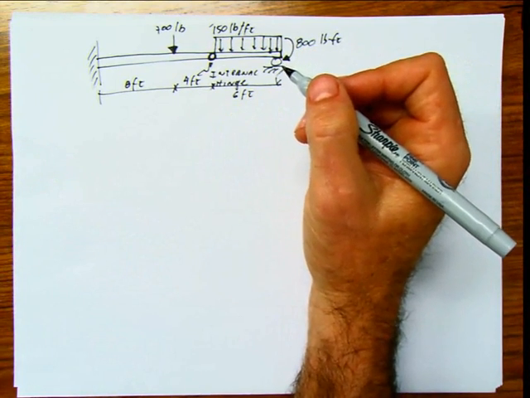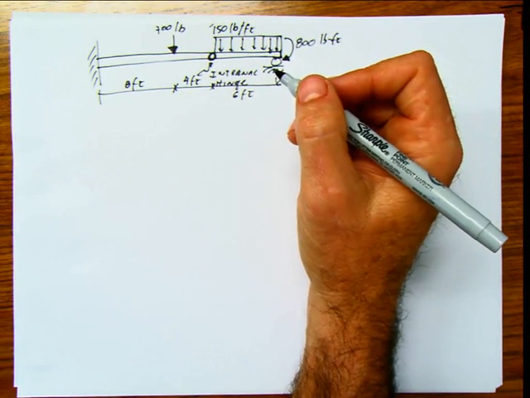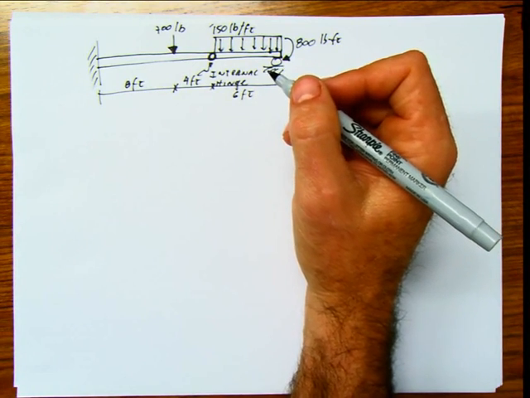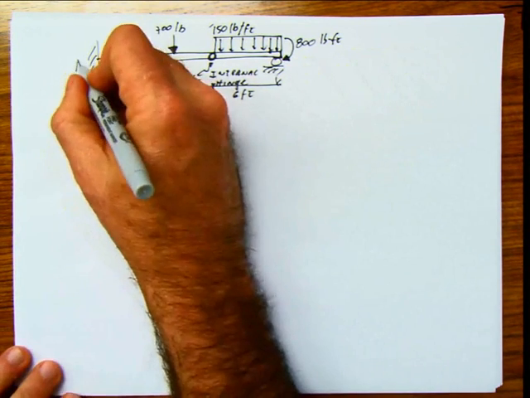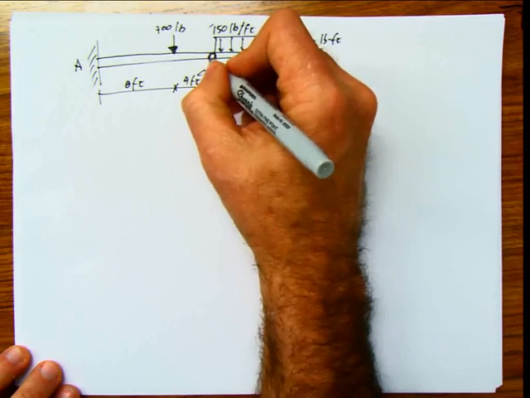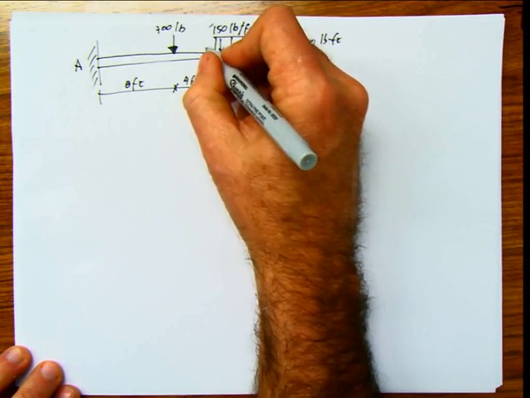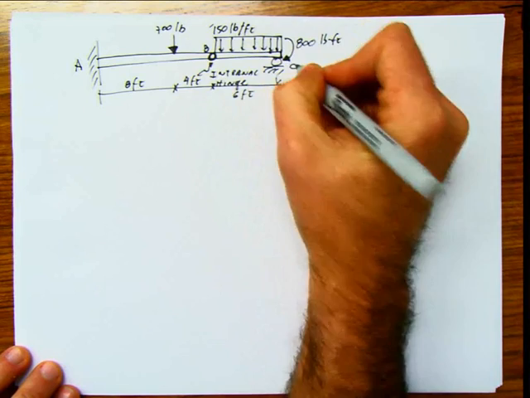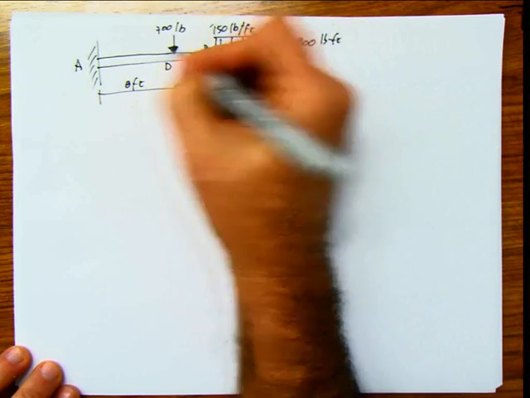Okay, let's name this. This is named A, B, C, and I'm going to put a D here also.